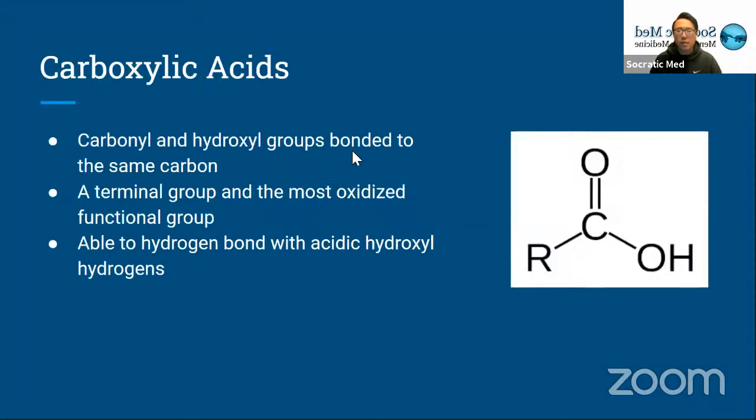So carboxylic acids, on the right, I just have the general structure of one. They have a carbonyl group and a hydroxyl group bonded to the same carbon. This is a terminal group and usually the most oxidized functional group on the molecule. Because of the acidic hydroxyl hydrogen attached to that oxygen, it's able to hydrogen bond with other molecules. So this is a pretty reactive molecule. On the right, you can see attached to the carbon is an R group, usually an alkyl chain. Then it's also attached to an oxygen through a carbonyl, and attached to a hydroxyl group via a single bond.